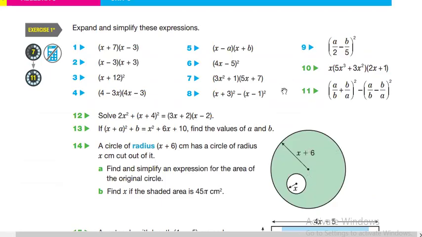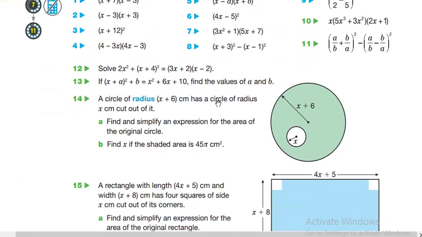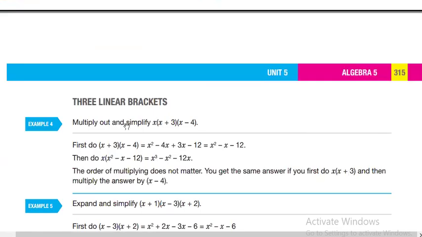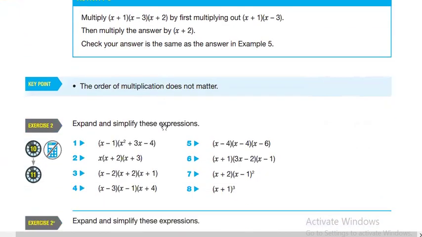Now, two linear brackets is done. Let's move on to three linear brackets. Three linear brackets, it means three brackets next to each other.